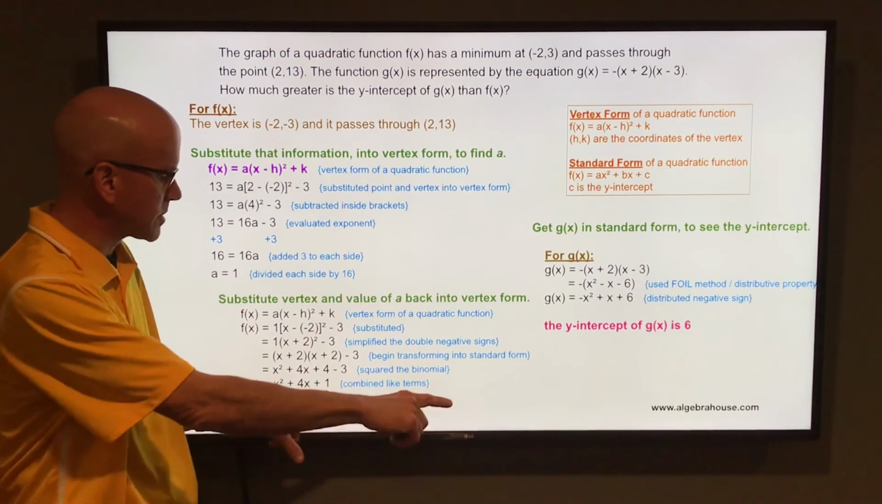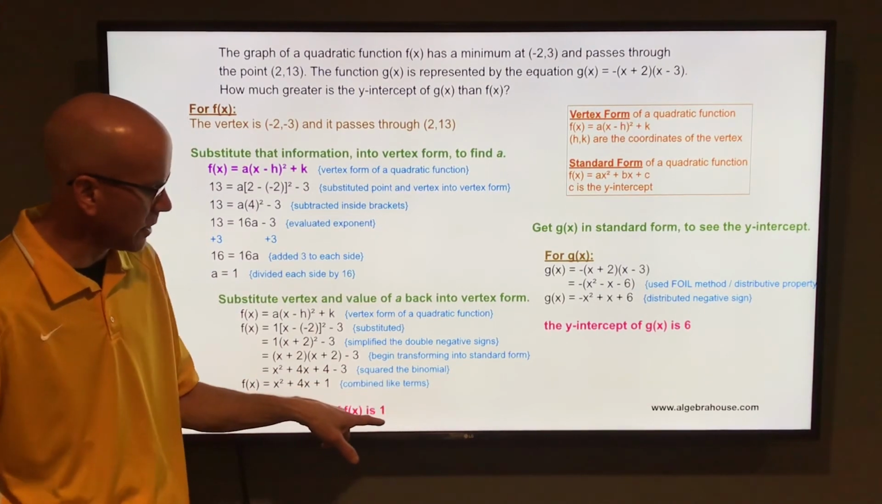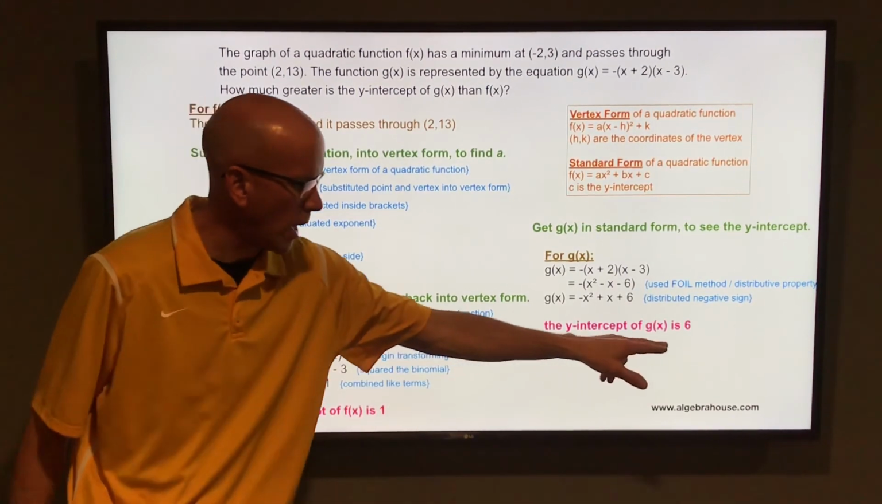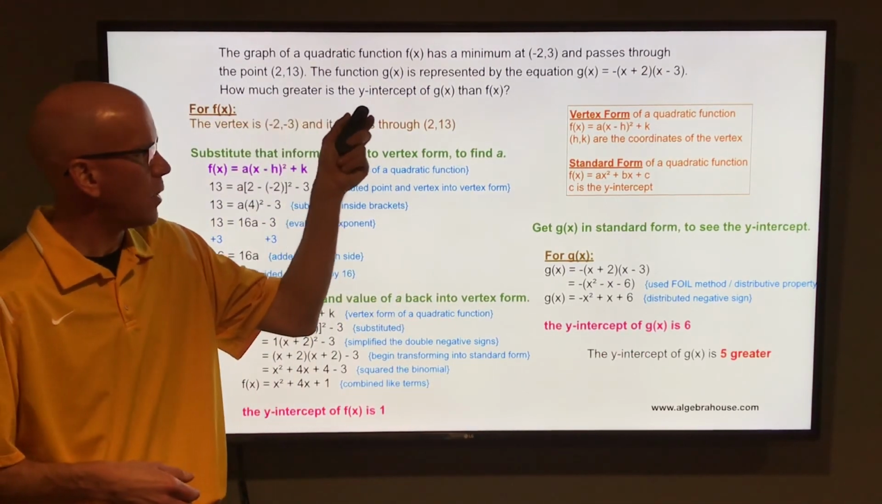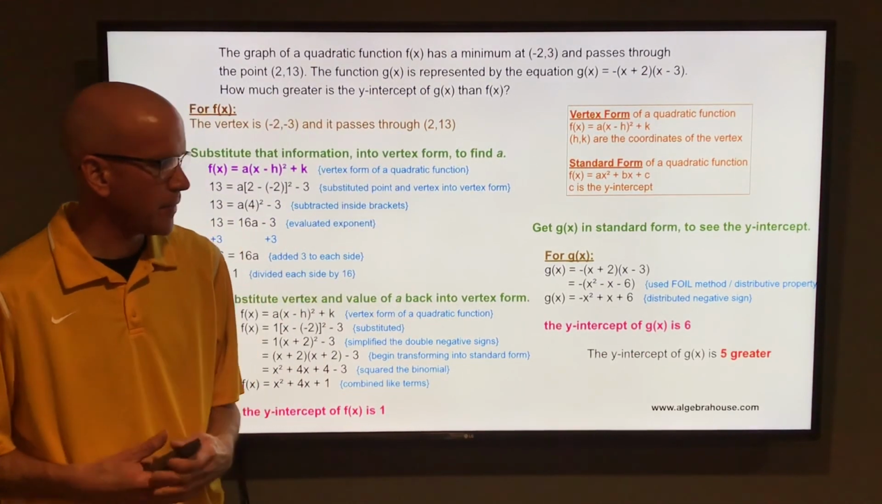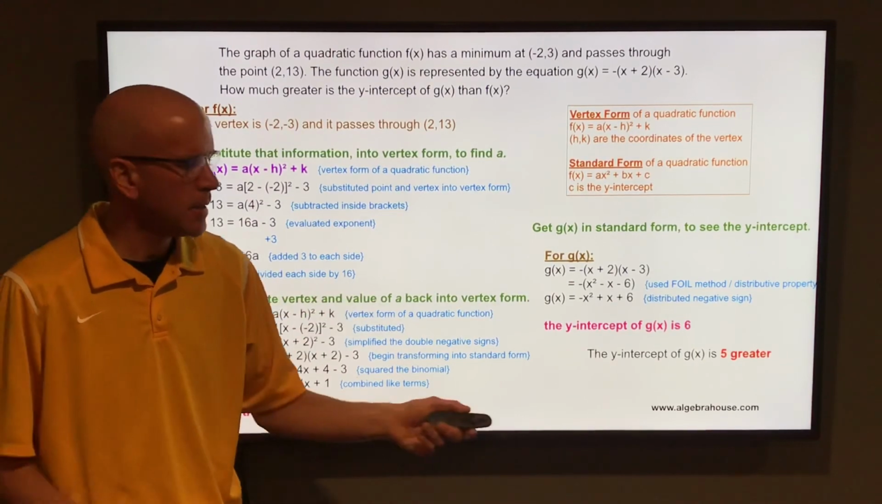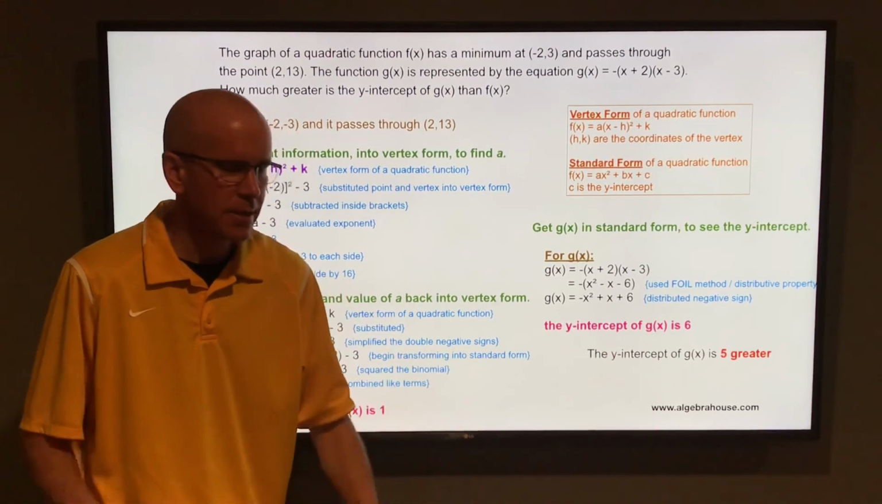Now we know the y-intercept for both of these. The y-intercept on f of x is 1. The y-intercept on g of x is 6. The question was, how much greater is the y-intercept of g of x than f of x? And now, finally, you can say the y-intercept of g of x is 5 greater.